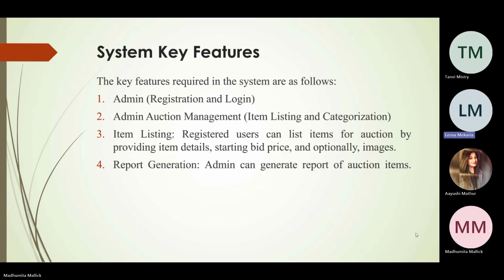User auction management is where users can view and add products for auction and can also extend the expiry date for an added bid item. Admin is for registration and login. Admin auction management is for item listing and categorization. Item listing: registered users can list items for auction by providing item details, starting bid price, and optional images. Report generation is for admin, where they can generate a report of auction items.